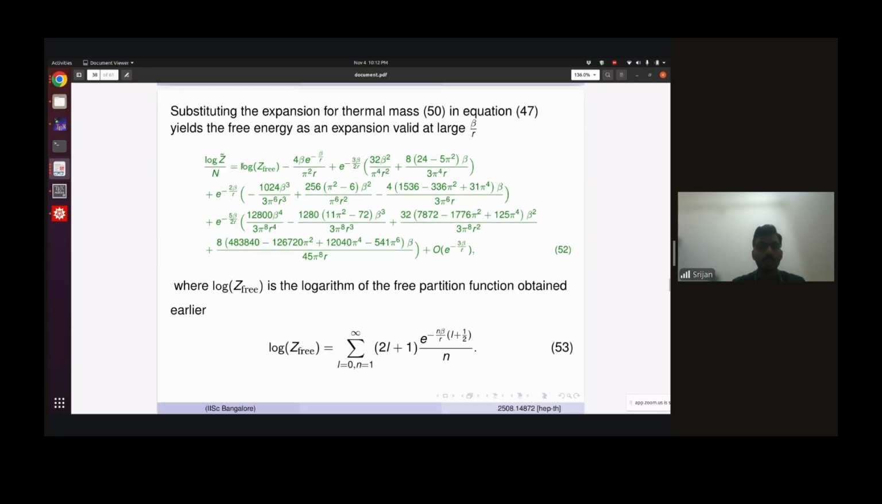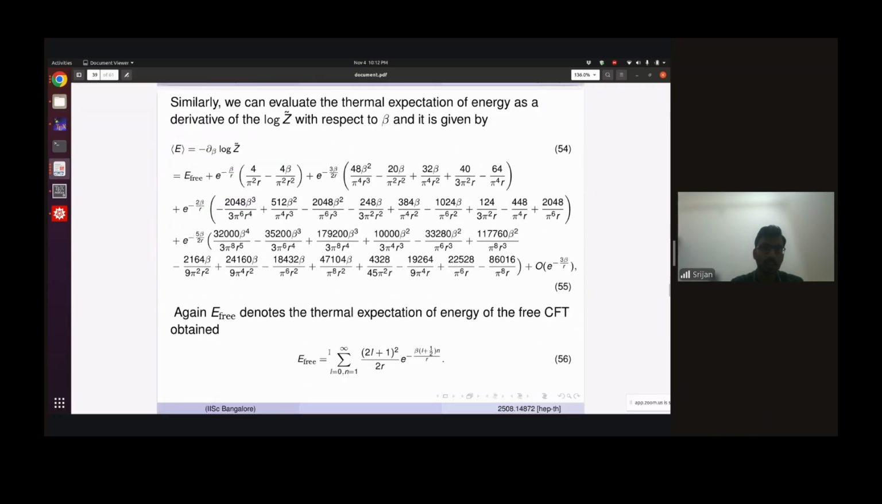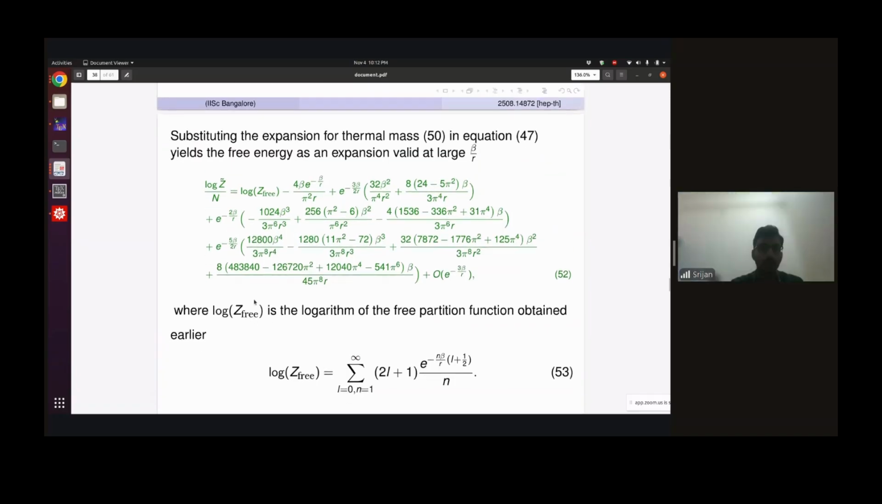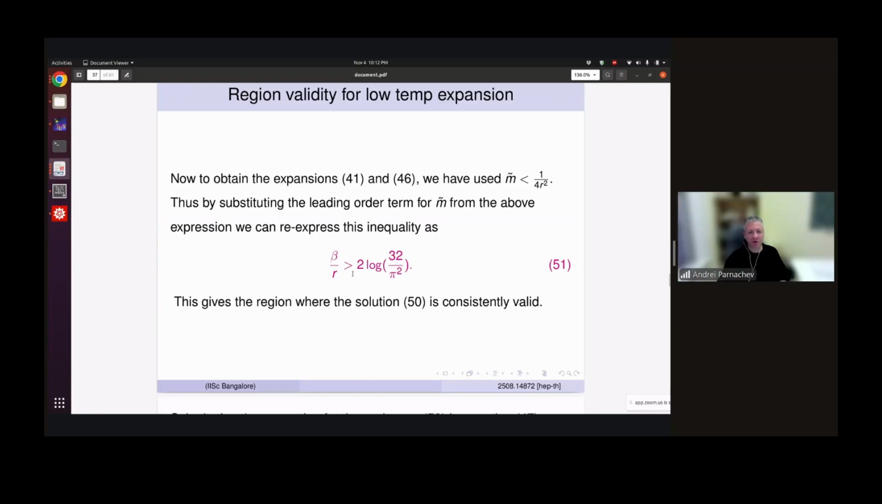So that leads to this expansion, and this is log Z free, okay? So then you can again evaluate the energy. So what happens at the critical value? At the critical value, beta by R equals this, okay?